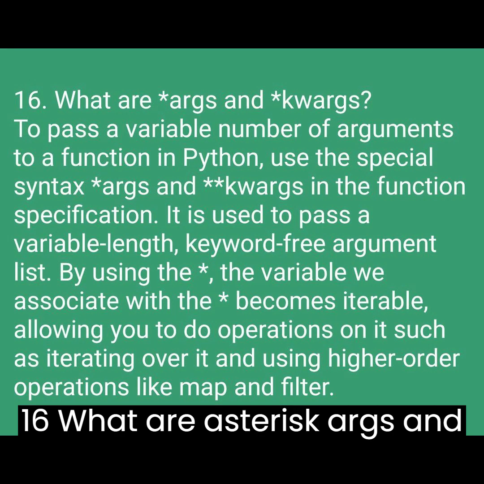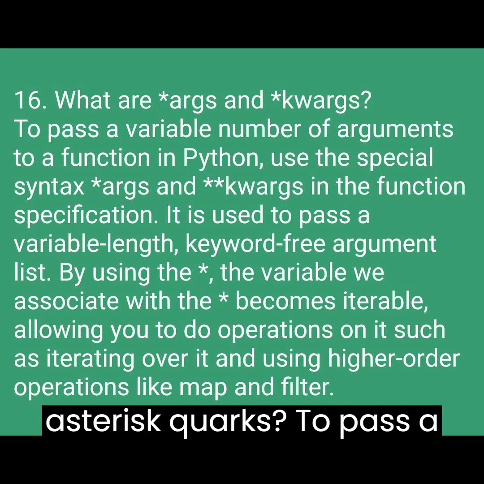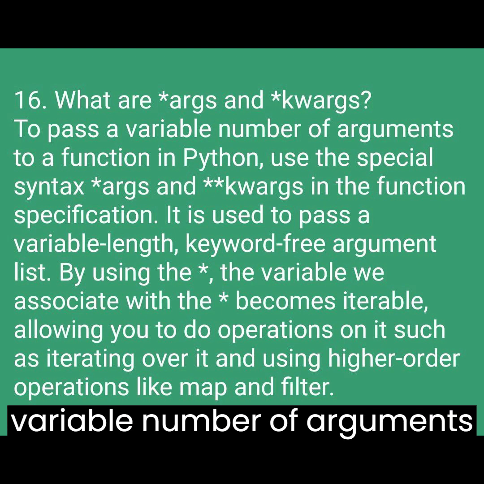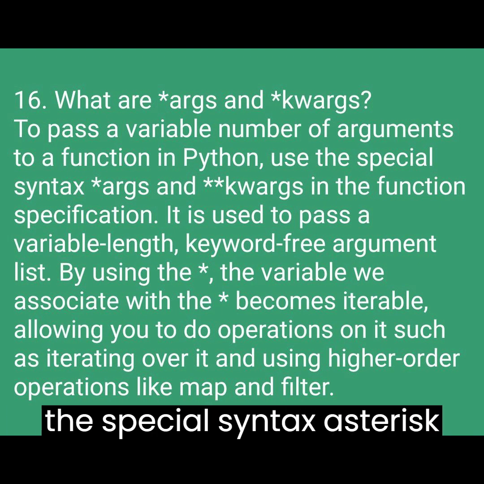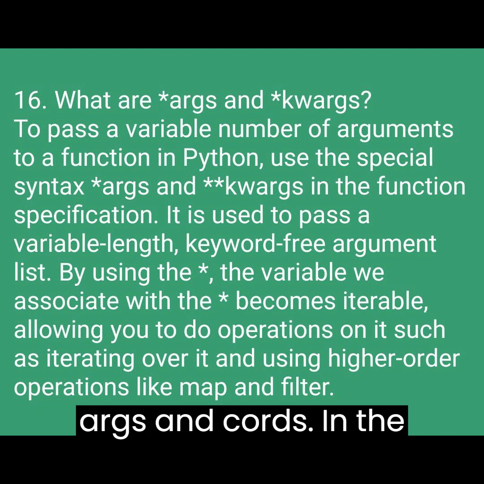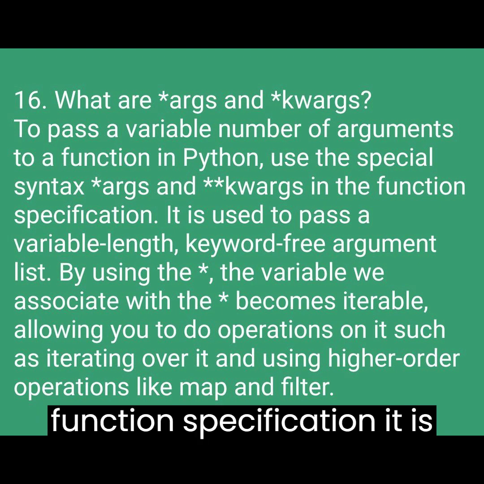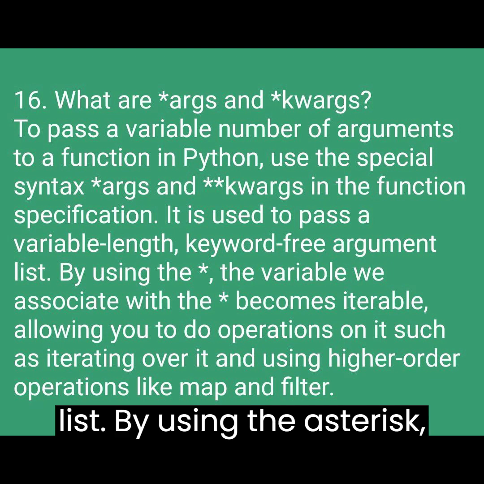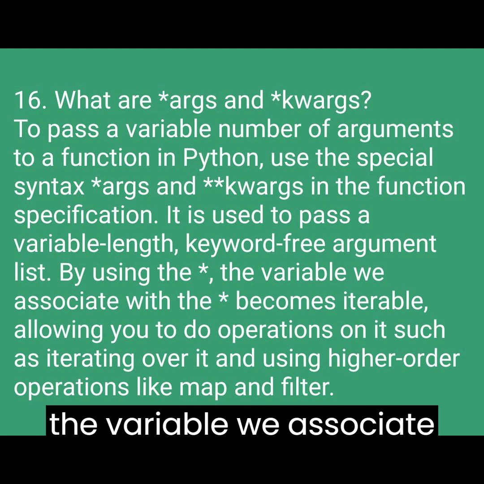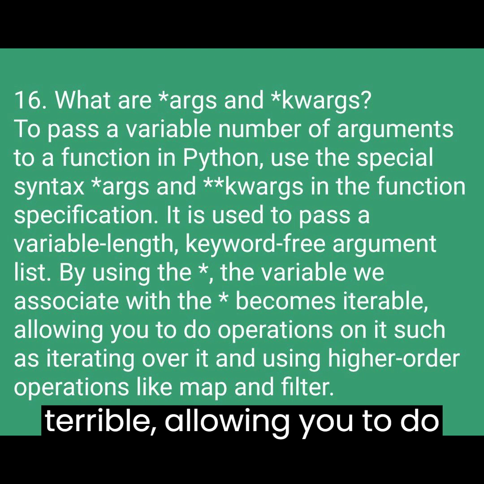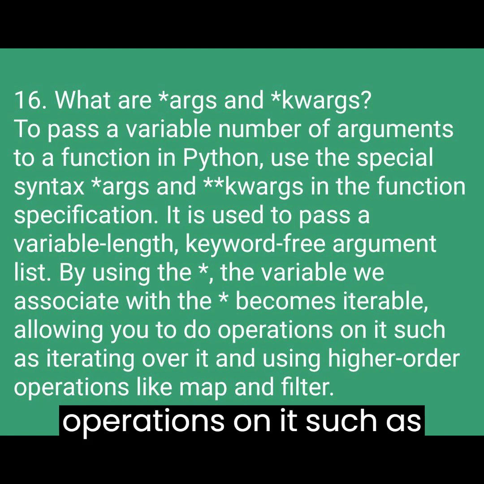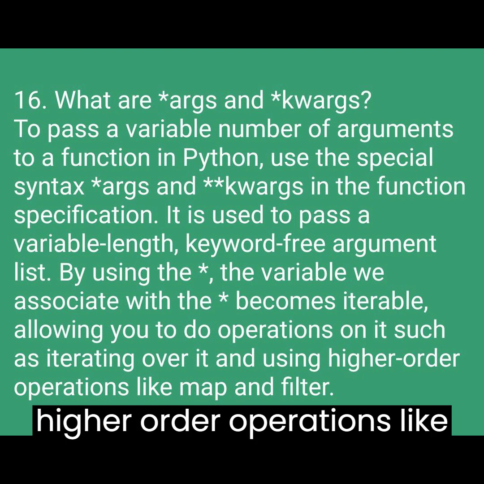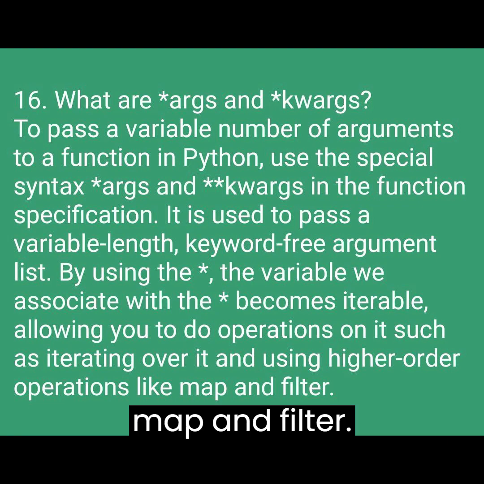16. What are *args and **kwargs? To pass a variable number of arguments to a function in Python, use the special syntax *args and **kwargs in the function specification. It is used to pass a variable length, keyword-free argument list. By using the asterisk, the variable we associate with the asterisk becomes iterable, allowing you to do operations on it such as iterating over it and using higher-order operations like map and filter.